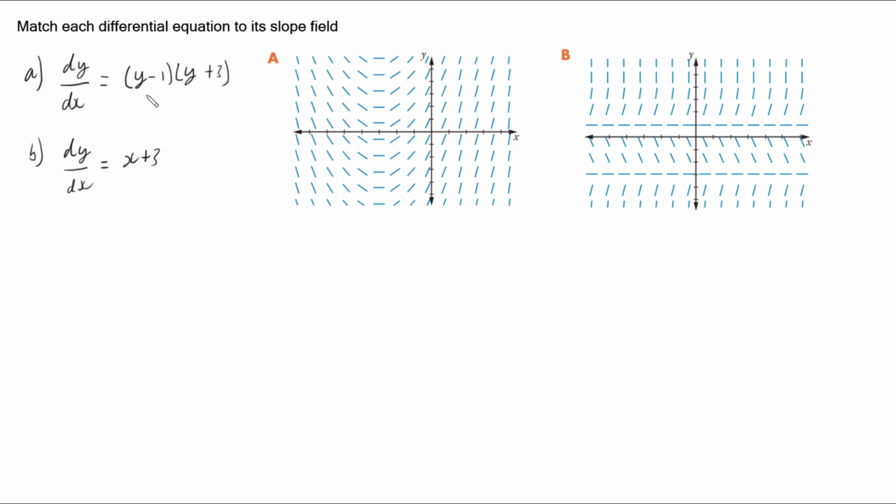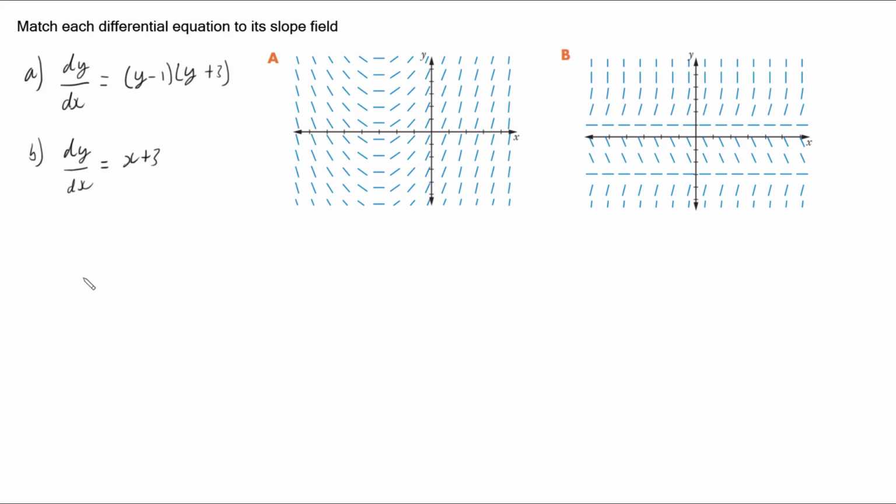Hi, in this video I've got these two differential equations, dy dx equals (y minus 1) times (y plus 3) and dy dx equals x plus 3, and I want to match these two slope fields to whichever one of these differential equations it is.